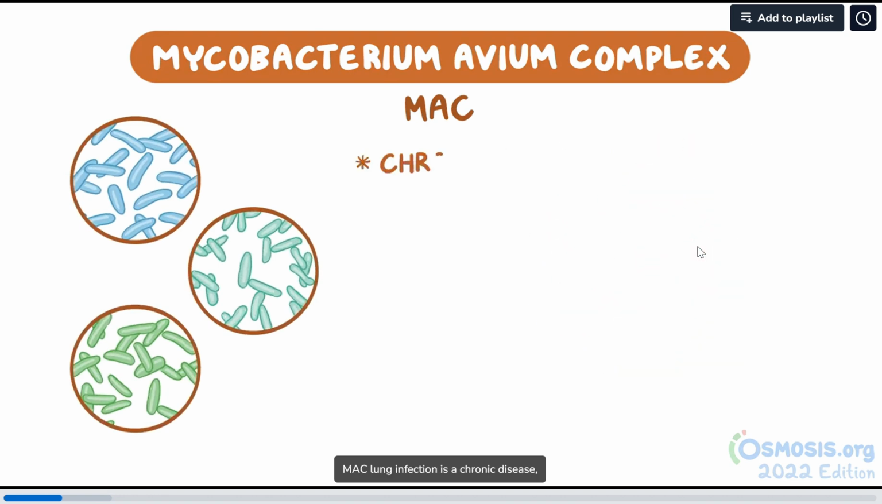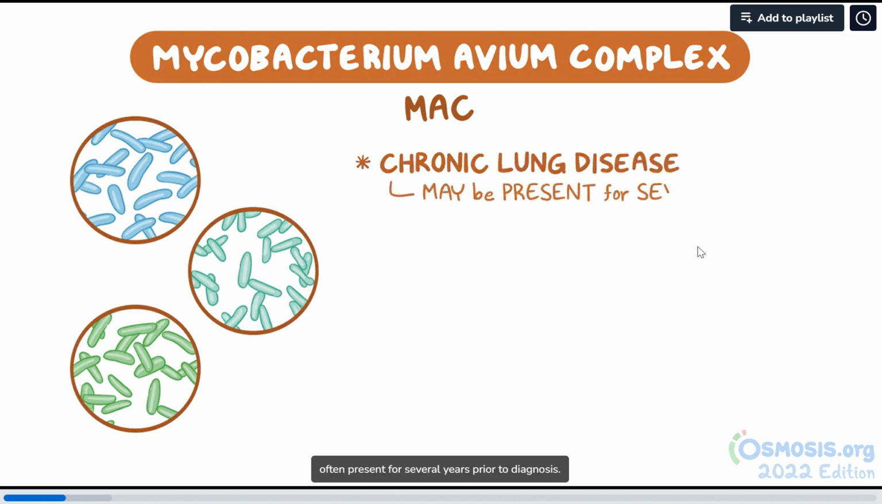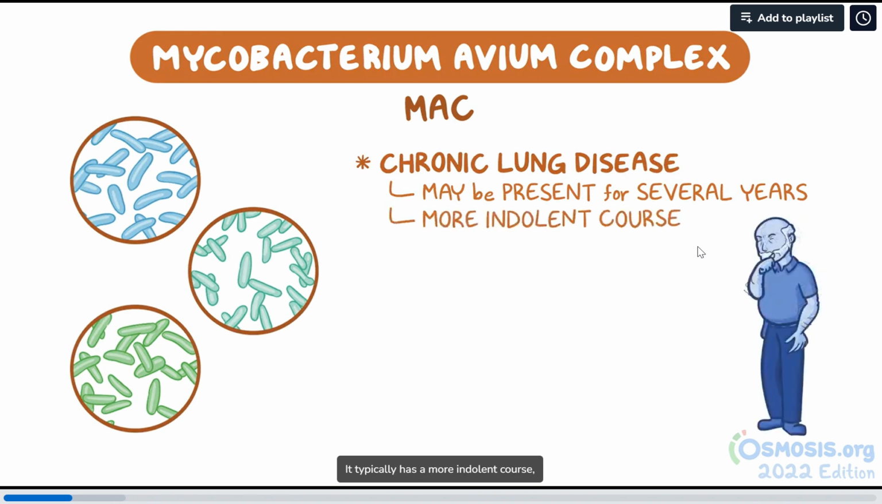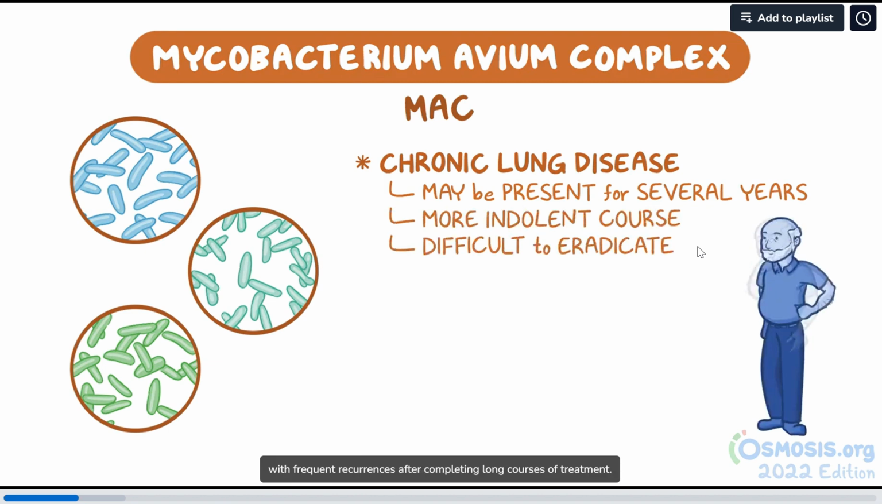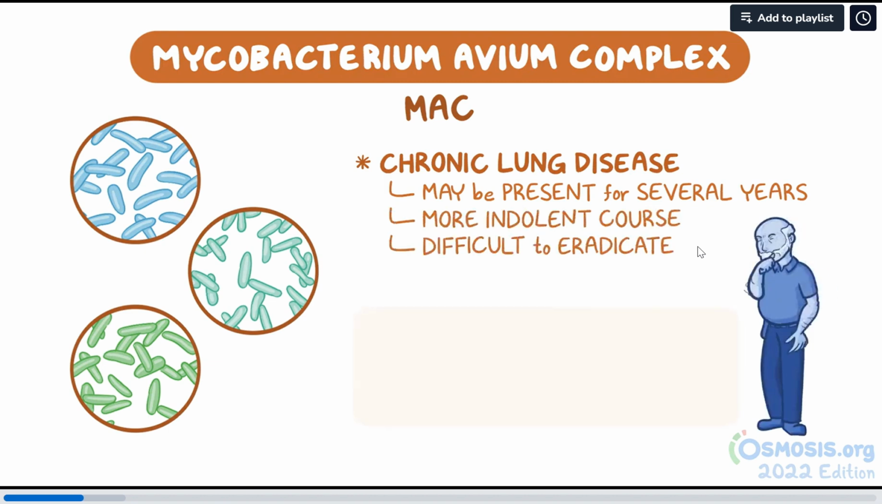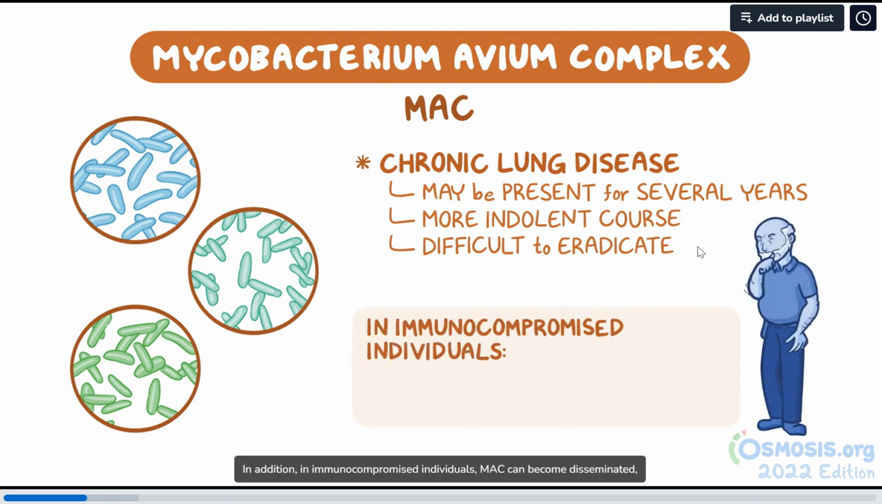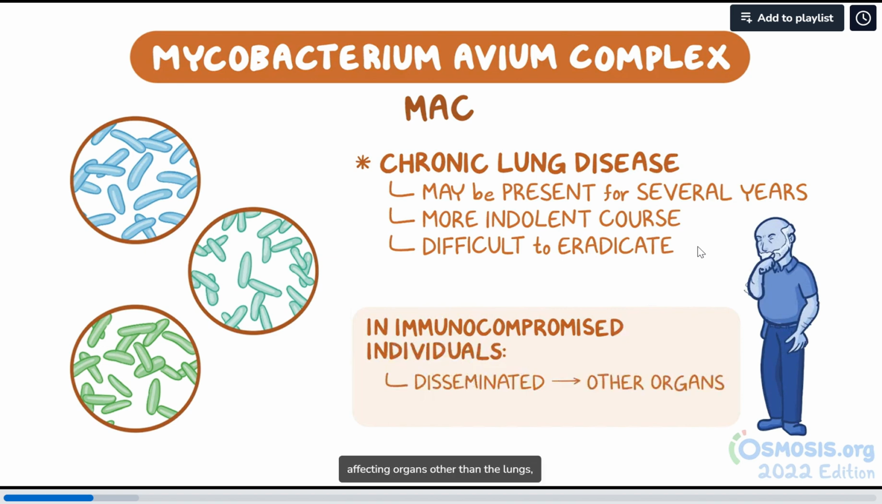MAC lung infection is a chronic disease, often present for several years prior to diagnosis. It typically has a more indolent course and can be difficult to eradicate, with frequent recurrences after completing long courses of treatment. In addition, in immunocompromised individuals, MAC can become disseminated, affecting organs other than the lungs, and can cause lymphadenitis.